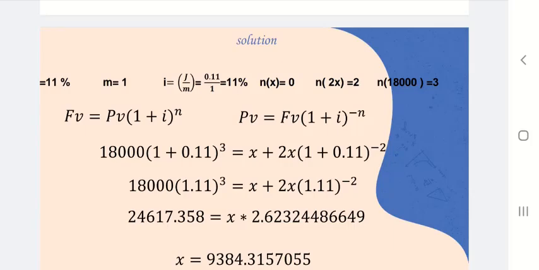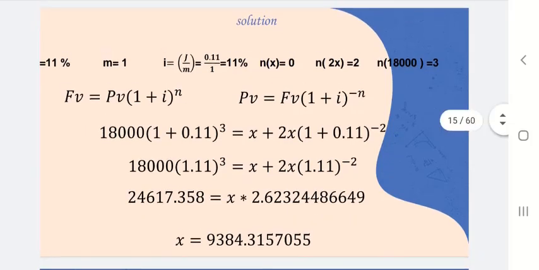By substituting in the formula of future value equals present value times 1 plus I to the power n, and present value equals future value times 1 plus I to the power negative n, you can get X, which is equal to 9,384.